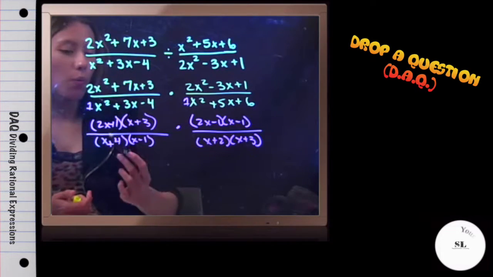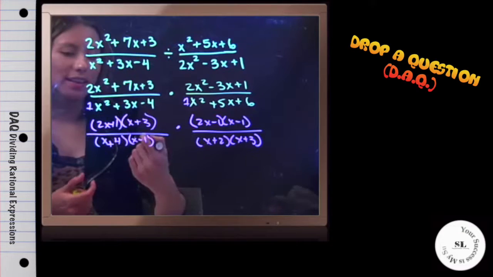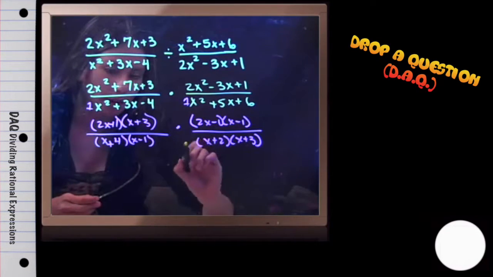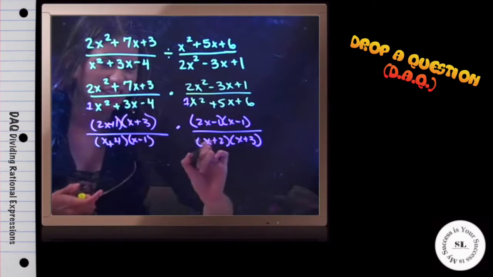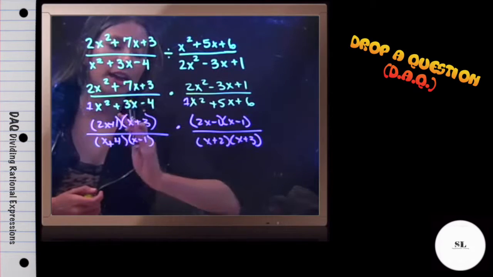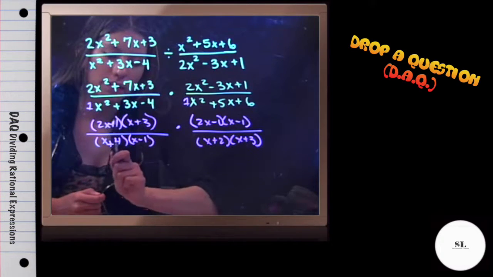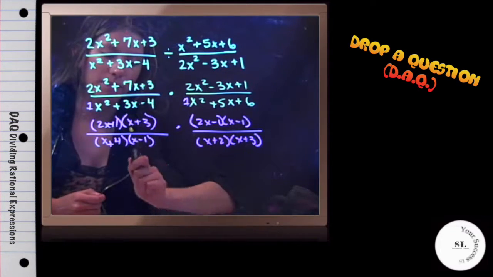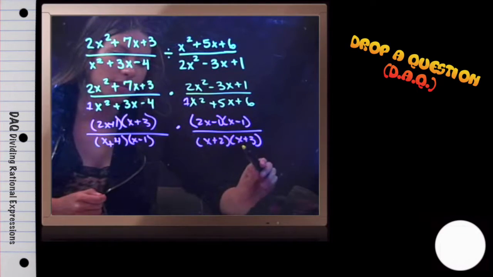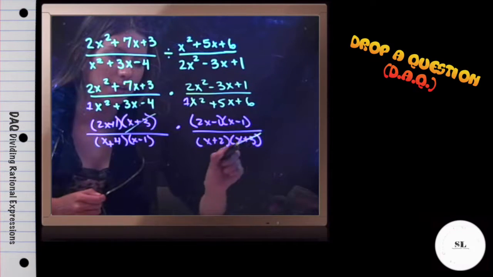And now, when we're canceling, you want to make sure that the same groups are what you're going to cancel out. So when we're canceling, we're looking for anything that looks the same. This x plus 3 here, we're going to check vertically and diagonally. So vertically, I don't see anything in common from this first fraction that I can cancel out. But if I look diagonally, x plus 3 and x plus 3 are the same, so I can cancel those out.